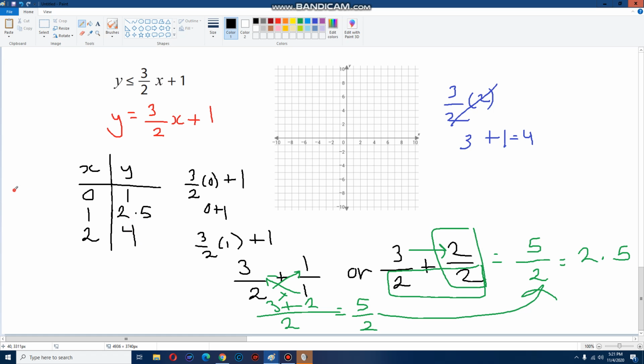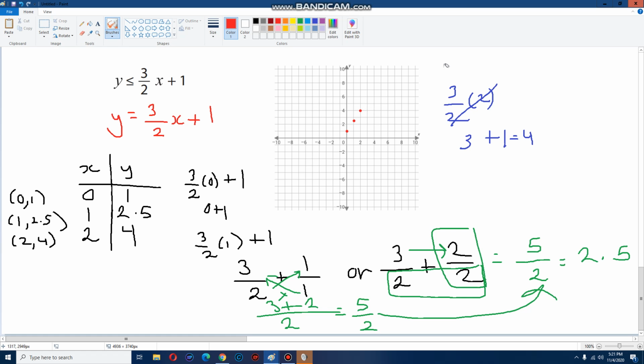So we have our 3 coordinate points. We have 0 and 1, we have 1 and 2.5, and we have 2 and 4. And let's plot them on the graph now. So I'm going to get my spray can. 0, 1 is right over here. 1 and 2.5 is roughly over here. And 2 and 4 is right over there.